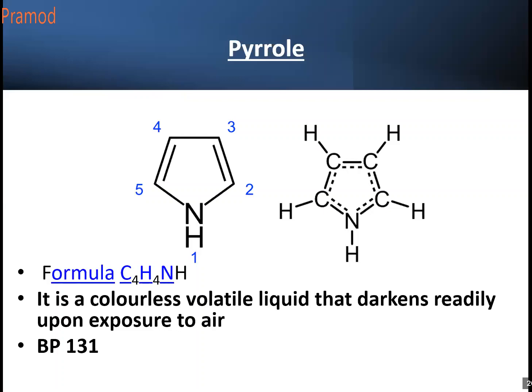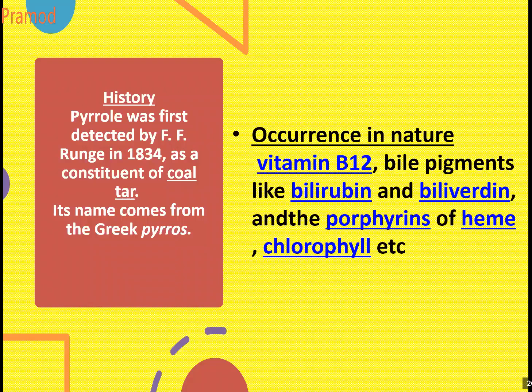The first heterocycle we are going to learn is pyrrole with the formula C4H4NH. It's a colorless volatile liquid that darkens readily on exposure to air. Boiling point is around 131. Naturally it's present in vitamin B12, bile pigments like bilirubin, porphyrins of heme, chlorophyll, etc. So this is basically present in most of your natural products.